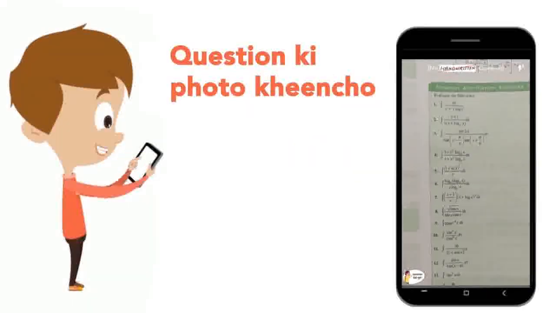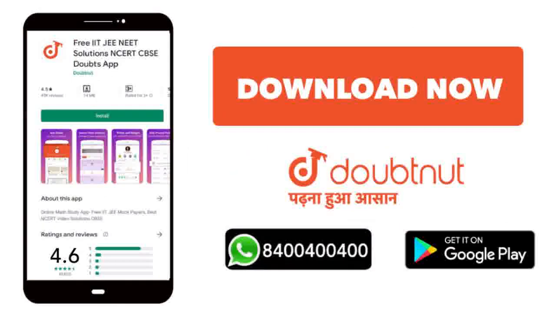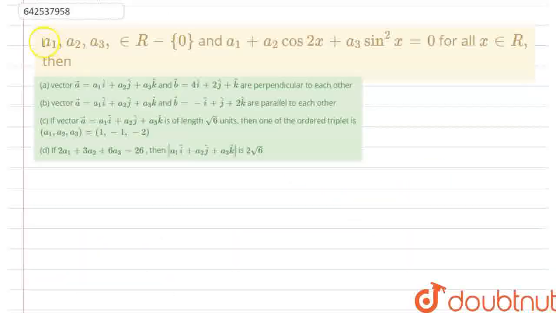Just take a photo of your question, crop it, and instantly get a video solution. In this question, it is given that if a1, a2 and a3 are all real numbers except 0 and a1 plus a2 cos 2x plus a3 sin square x is equal to 0 for all x belongs to R, then we need to check which among these four options are correct.